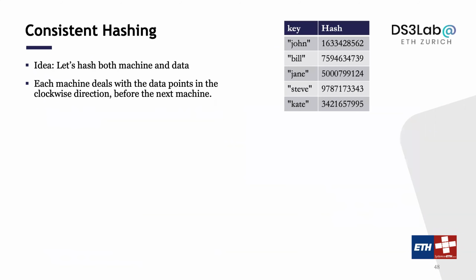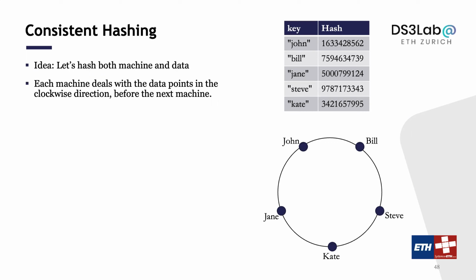So there's something very interesting called consistent hashing. And the high level idea is, instead of hashing your data only, let's hash both the machine and the data. And then I can have certain consistency between my machine and my data. So essentially, I'm thinking about the whole range of all the hash values as a ring. Okay, so this is all my hash values. And then of course I can put all those keys on the ring, each one of them corresponding to their own hash value. And I also put my machines on the ring.